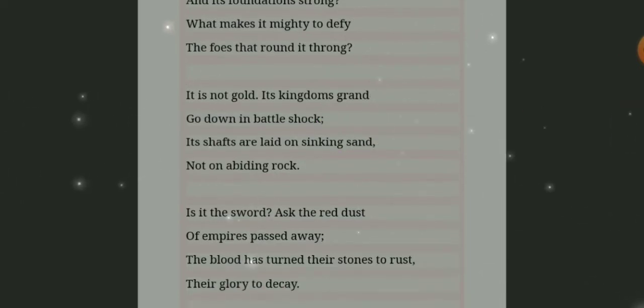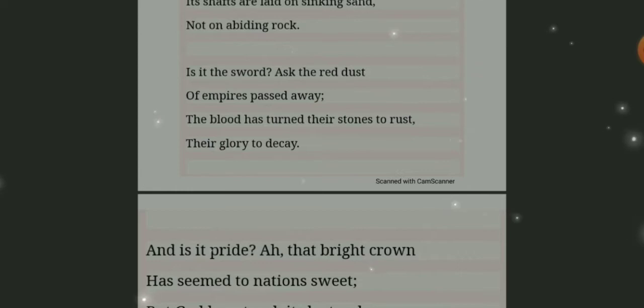Now let's talk about the third stanza. Now the poet is again asking the questions. वो फिर से हमें इस तीसरे stanza में question पूछेगा. Is it the sword? Ask the red dust of empires passed away. Now see, अब क्या ये तलवार है? क्या ये is it a sword जो एक country को powerful बनाती है? इससे क्या हुआ? Sword is the symbol of pride, right?